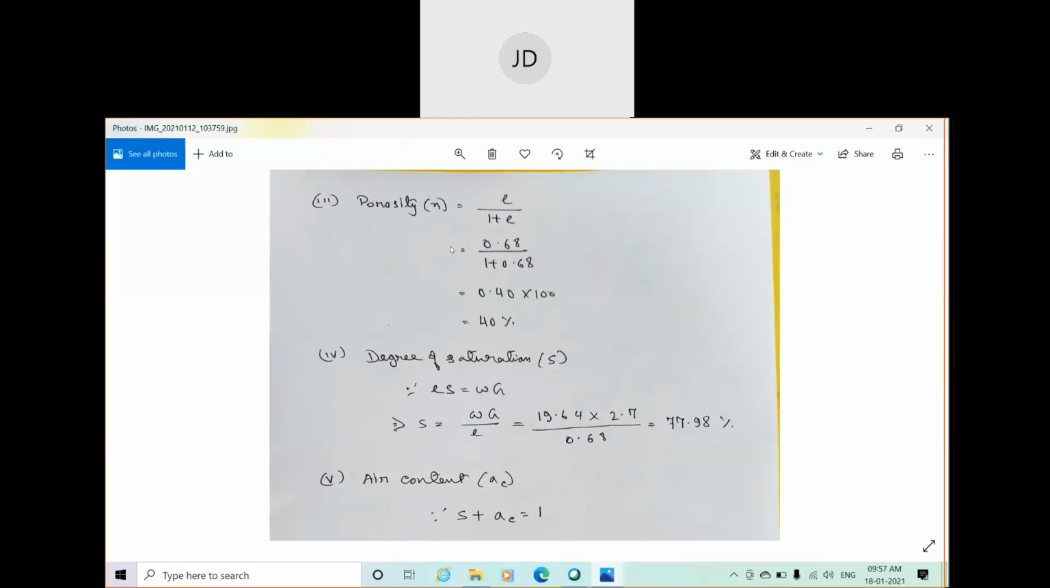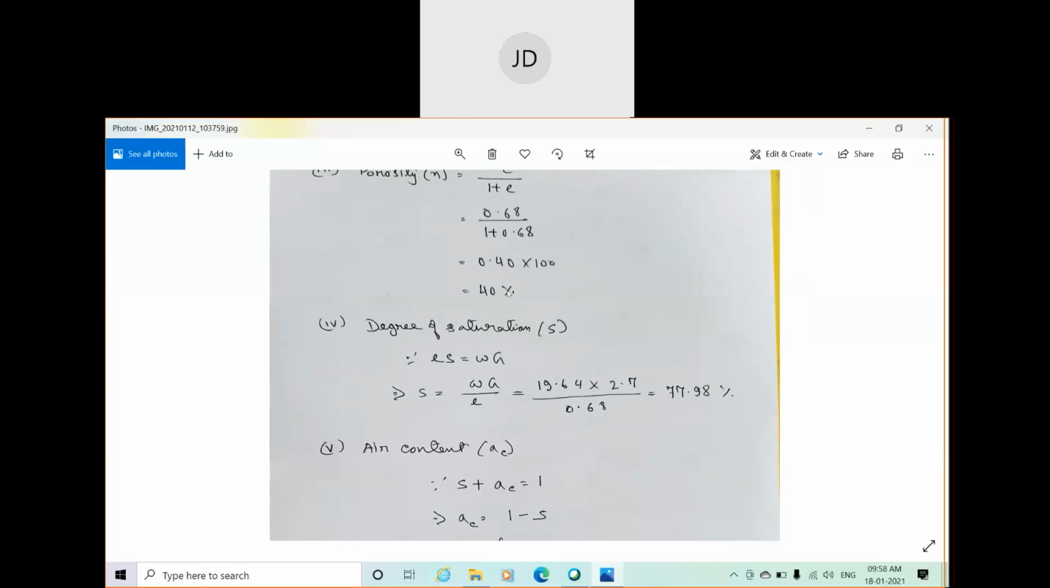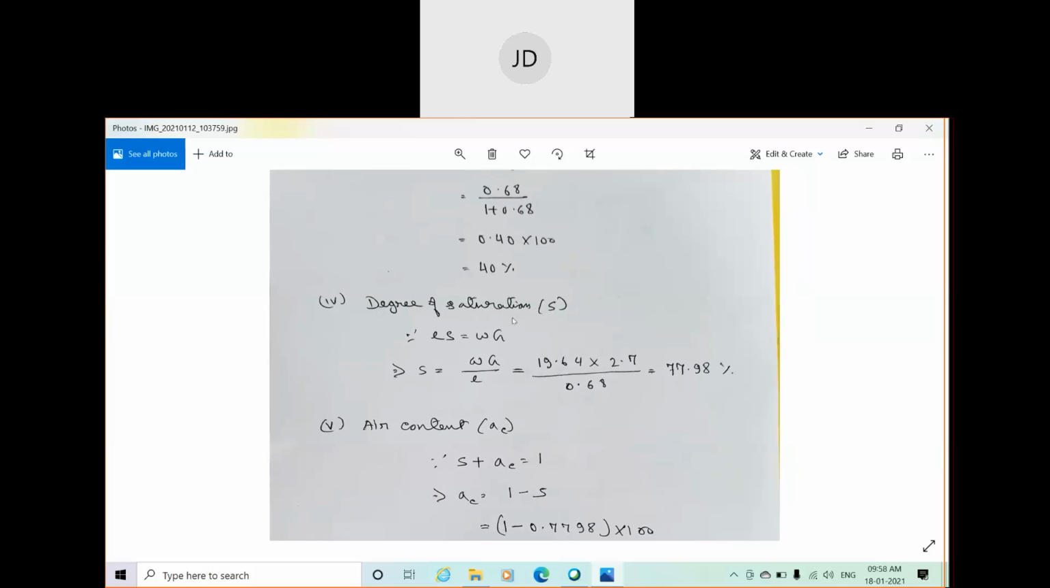Now since we know the void ratio is already determined, it is very easy to find out porosity, since there is a relation between void ratio and porosity. How can you relate? n is equal to e by 1 plus e. This is the correlation between void ratio and porosity. You have to remember this. Just put the value of e, and we will get the value of porosity, that is coming as 40%. Do it by yourself.